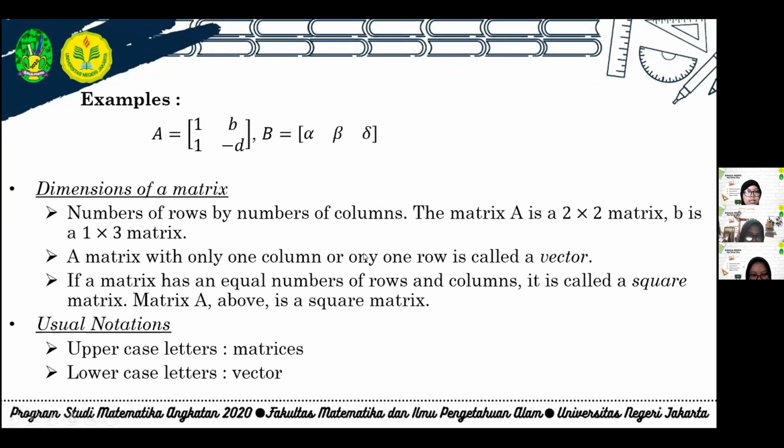A matrix with only one column or only one row is called a vector, like matrix B. If a matrix has an equal number of rows and columns, it is called a square matrix, like matrix A. Usual notation: uppercase letters are matrices and lowercase letters are vectors. Okay, next.